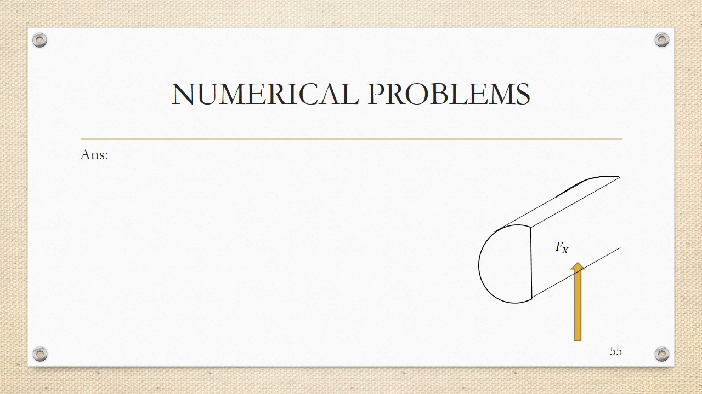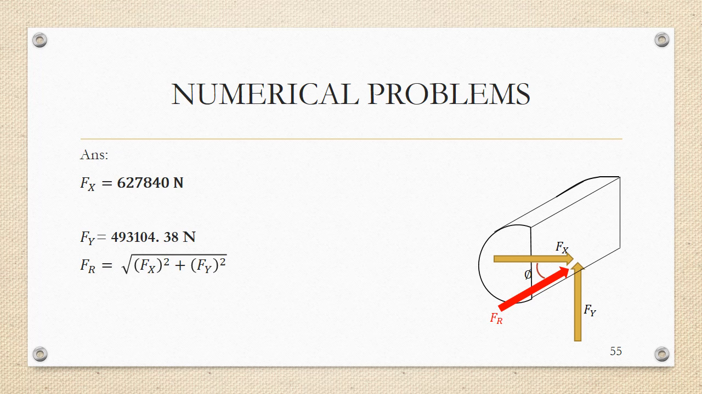Now Fx and Fy have been obtained, and Fr can be found out, and also the angle phi. Without finding out angle phi and Fr, this question will not be complete. And so Fx is given as 627,840 Newton, Fy is 493,104.38 Newton, Fr is given by square root of Fx squared plus Fy squared, which comes to 798332.6 Newton, and phi, which is tan inverse Fy by Fx, comes to 38.5 degree.